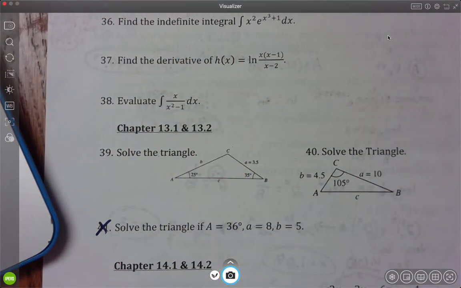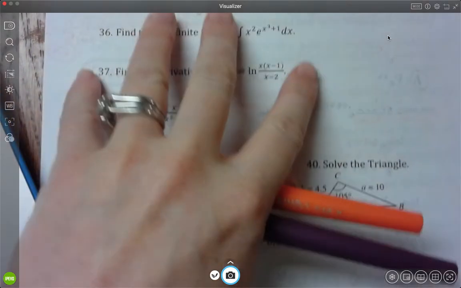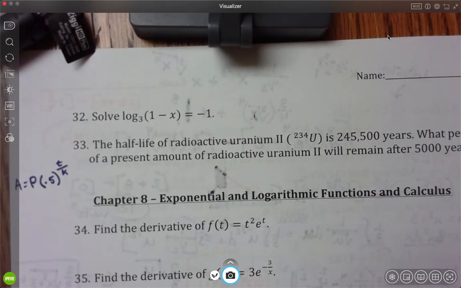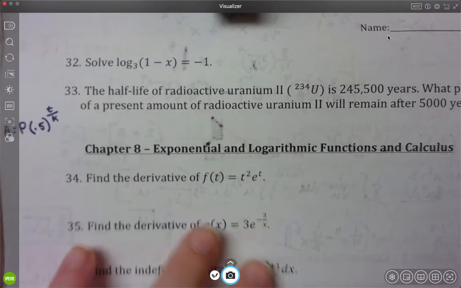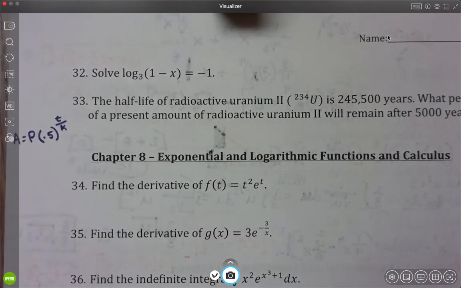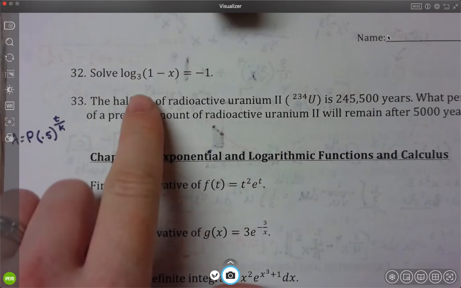Hopefully they go by fast, but 32 and 33 come from chapter 7, which is logs. So rearranging logs or rewriting logs. So 32, they want us to solve that thing. And whenever you have a log and you're trying to solve it, I usually always convert it to an exponential function. Whenever you have an exponential function and you're trying to solve for it, you insert a log. So you might ln both sides or whatever. But in this case, I'm going to switch this to an exponential function.